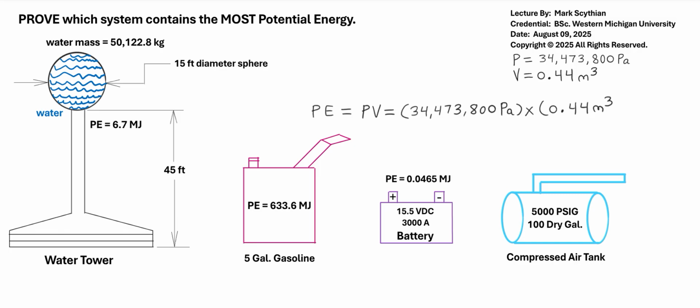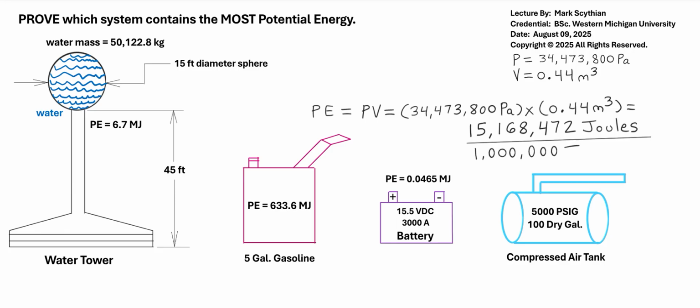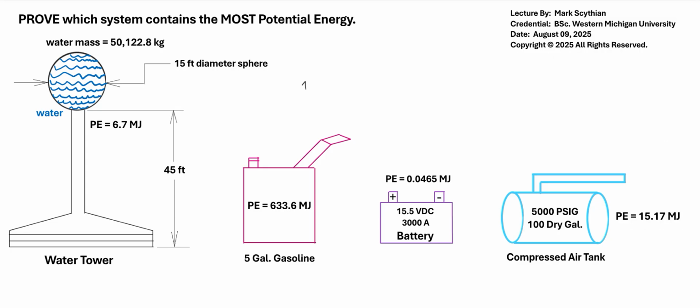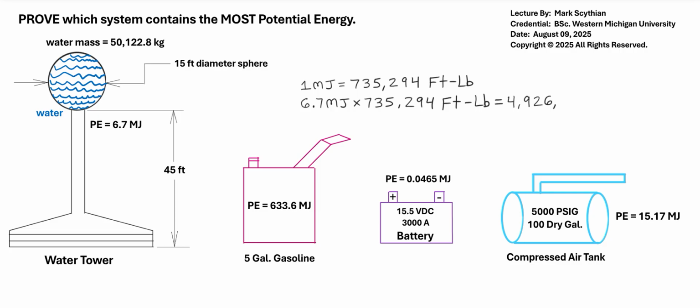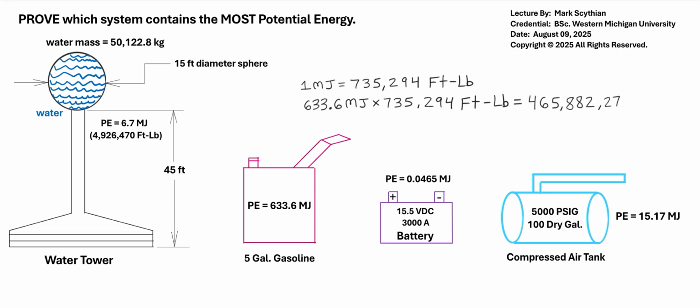So if we multiply P times V, we get 15,168,472 joules of potential energy of the compressed air tank. And we divide that by 1 million, so this becomes 15.17 megajoules is the potential energy. So we'll convert these to the foot-pounds potential energy equivalent. So 1 megajoule is 735,294 foot-pounds. So for the water tower, we have 4,926,470 foot-pounds of potential energy.